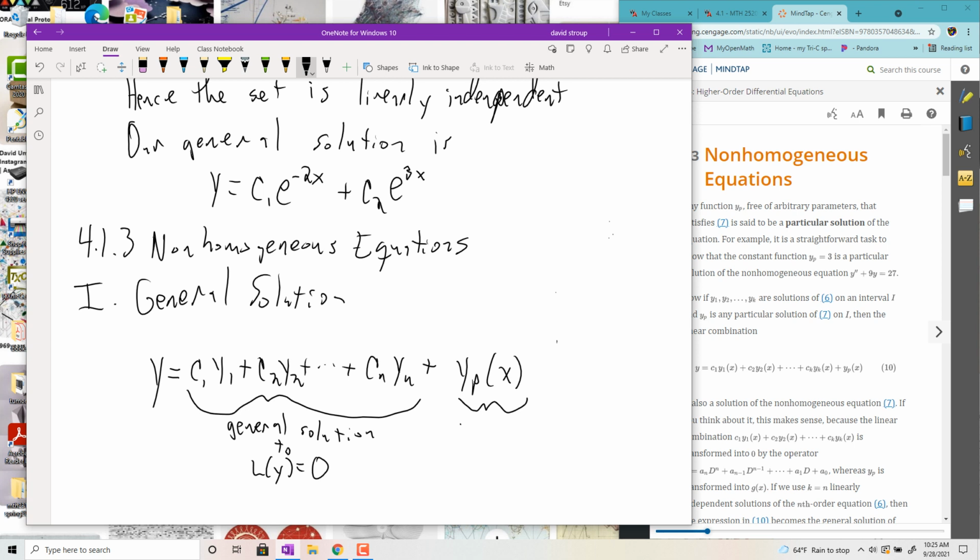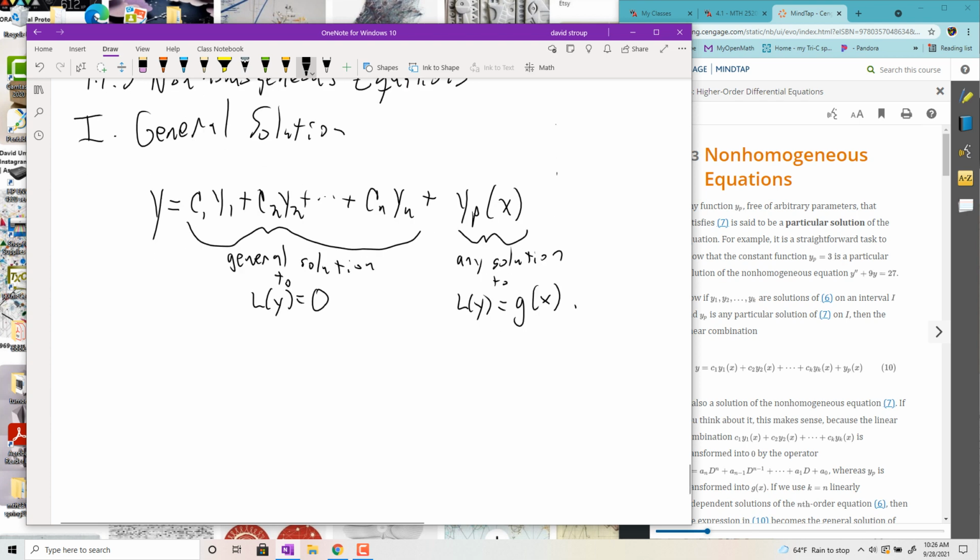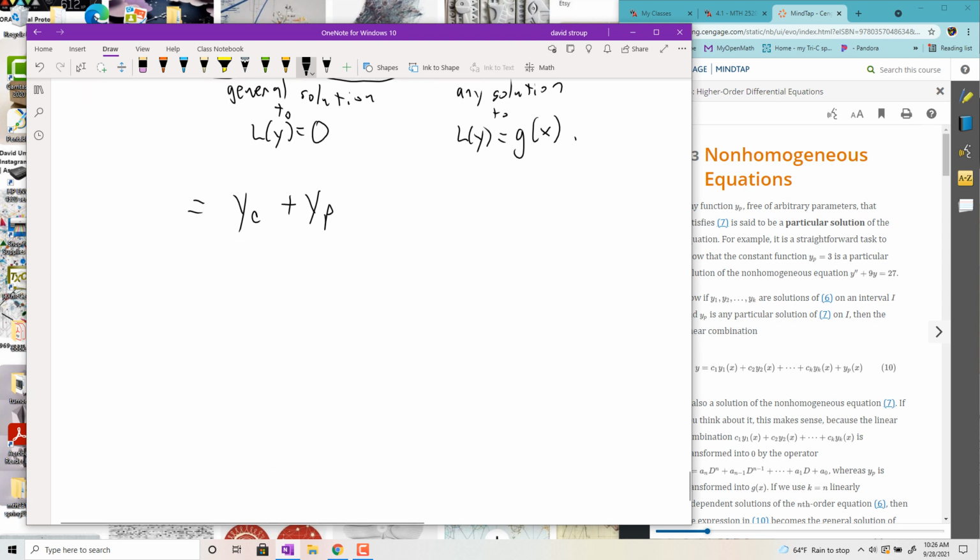Okay, so this is any solution to L of y equals g of x. In particular, we call that first part the complementary function, and we'll call it y sub c. And then the second part is just the particular solution. Okay, we want to kind of prove that this is the case.